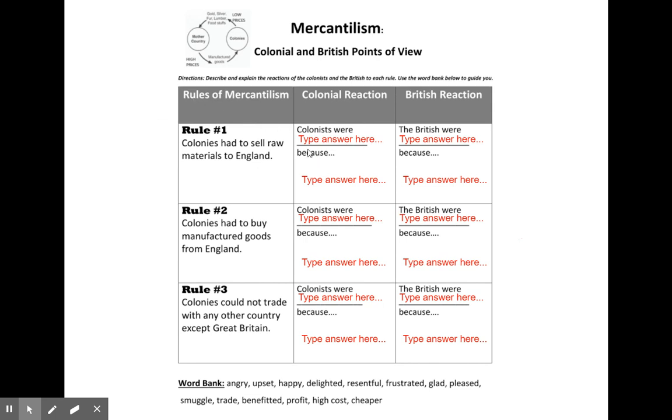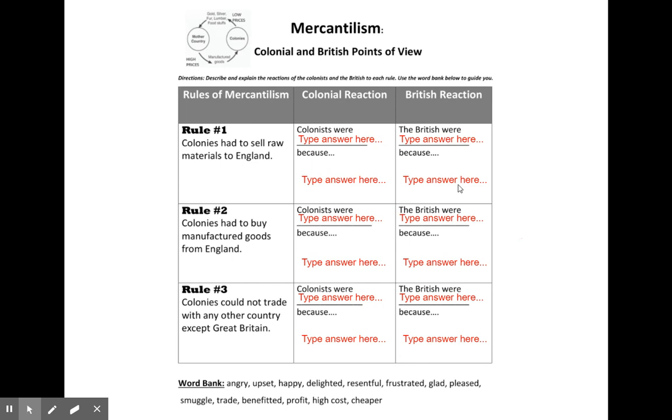So colonies had to sell raw materials to England. The colonists were frustrated because they want to sell to other countries to make more money from selling to other countries. They want to be able to have more control over who they sell to. Any way you could answer that.